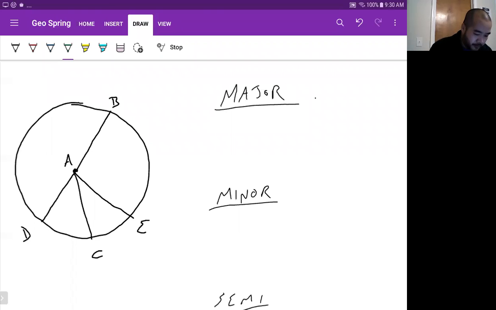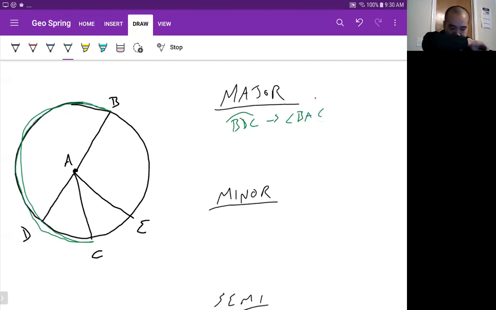So like, let's look at this arc right here. So this is greater than 180. This arc is B, D, C. And that's for the angle BAC. There's lots of major arcs on here. Like you can do this one.